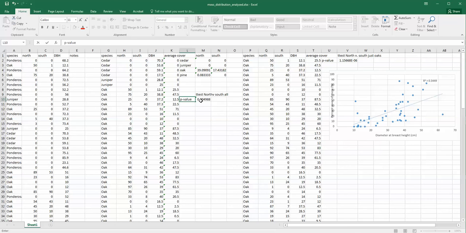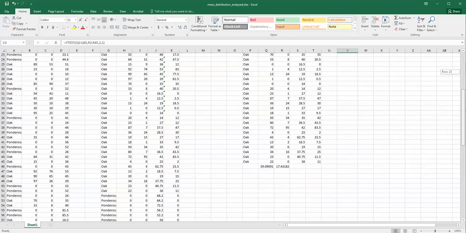But before we do, I also wanted to show you the results of this t-test. This test compared the cover of moss on the north versus the south side of all of the trees we sampled. What we have here is a p-value that's less than 0.05, which is that critical value indicating that there is a significant difference between cover on the north versus the south side of these trees. And this was when we looked at all of the trees, even including all of the zeros in the data set.